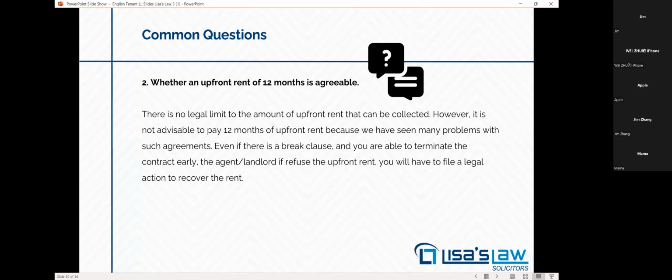The reason is, even if there's a break clause or there's a proper reason for you to terminate your contract, we always see an issue whereby the landlord or the agent refuses to refund the upfront fee. And what happens then? You will have to use a lawyer to seek the money back, which is counterproductive. So I wouldn't advise people to sign up for 12 months upfront.